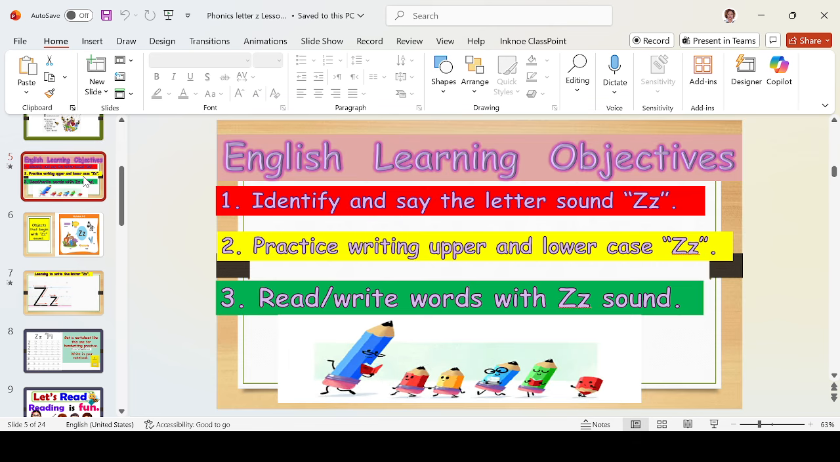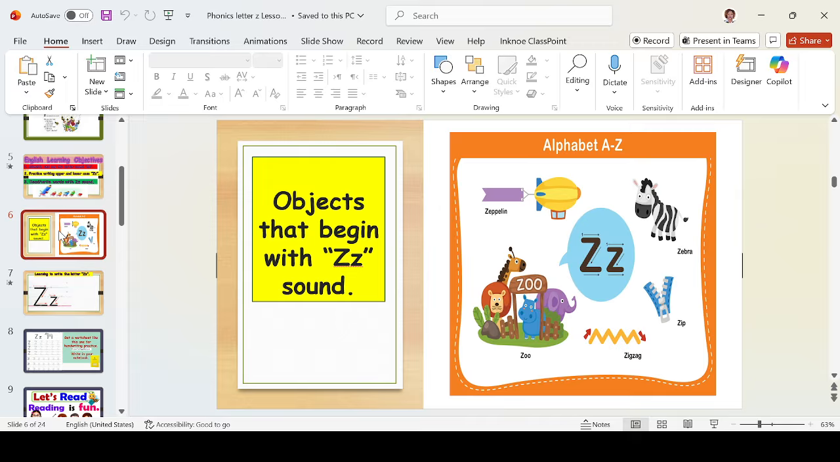So by the end of our lesson, I want you to be able to identify and say the letter sound Z. Practice to write upper and lowercase Z. Okay, and I want you to be able to read and write words with the Z sound. All right, so now let's see what we have here. Objects that begin with the Z sound. Okay, so we have our zeppelin, and this one zebra, and this one is the zoo.